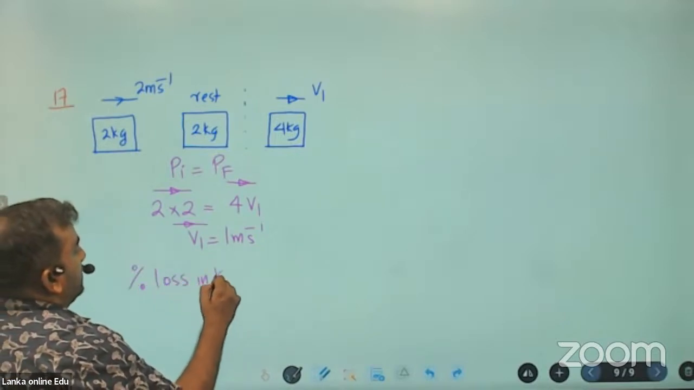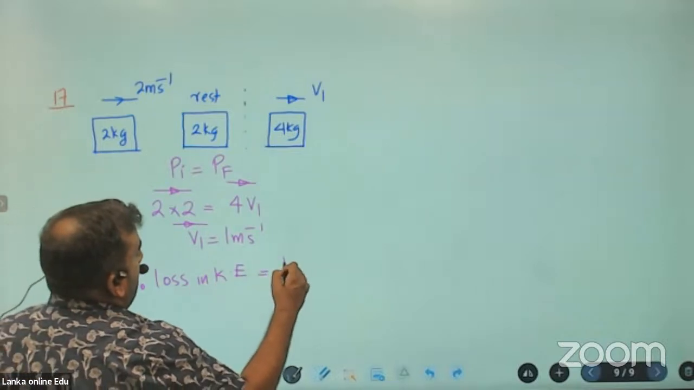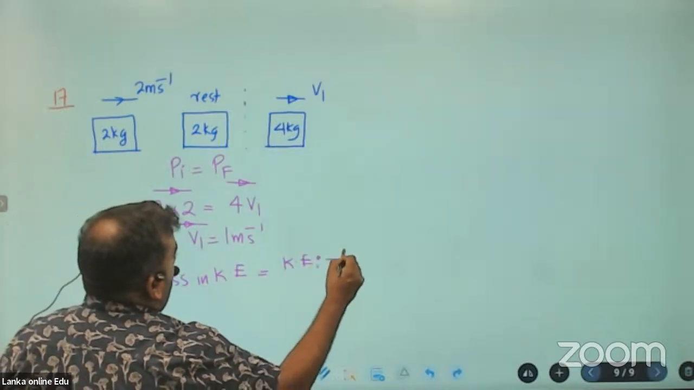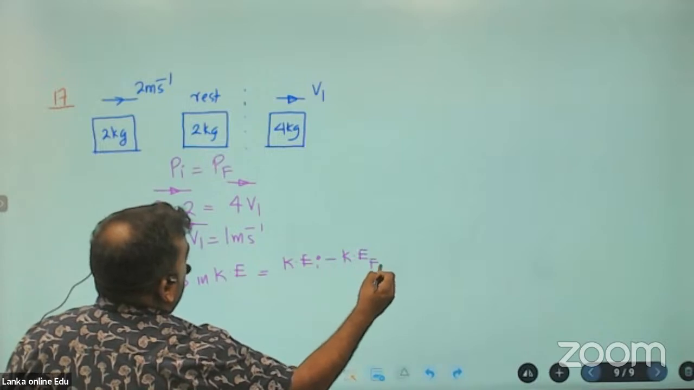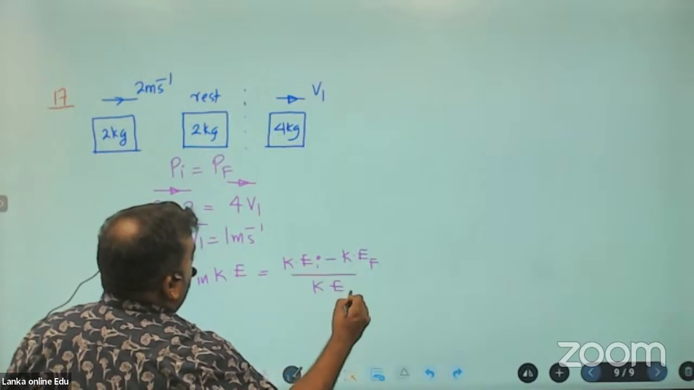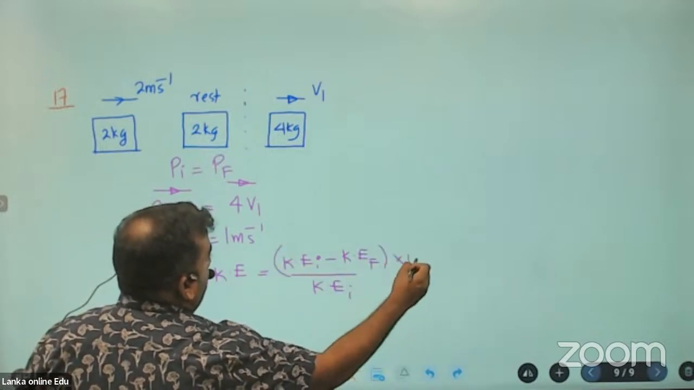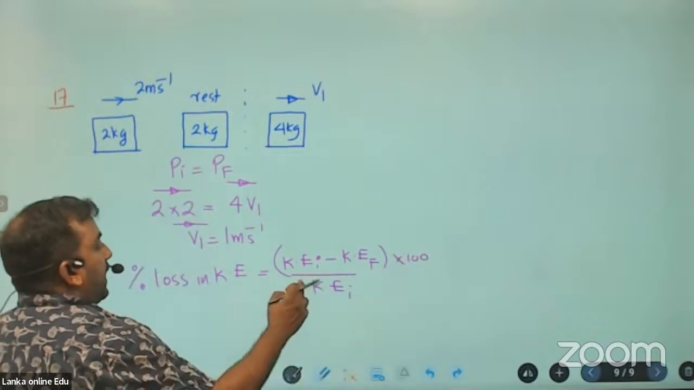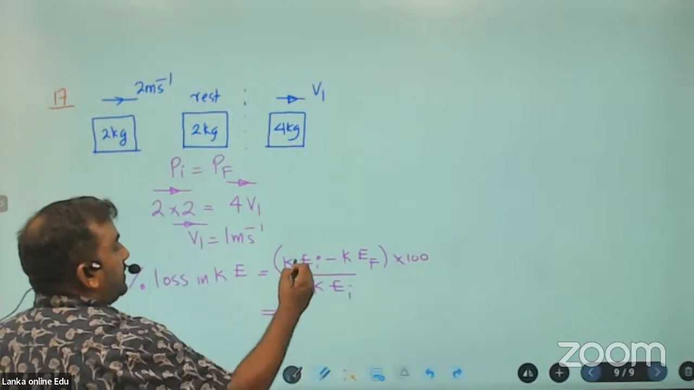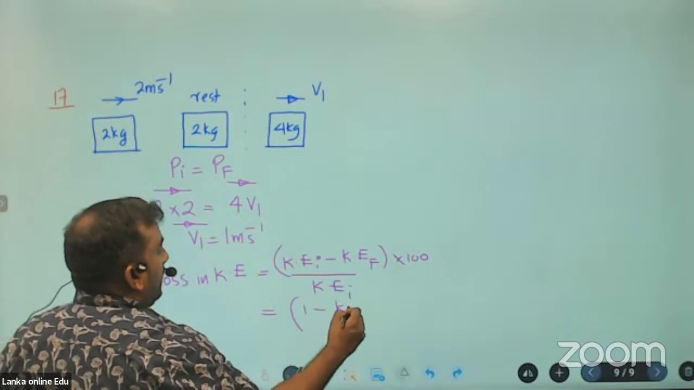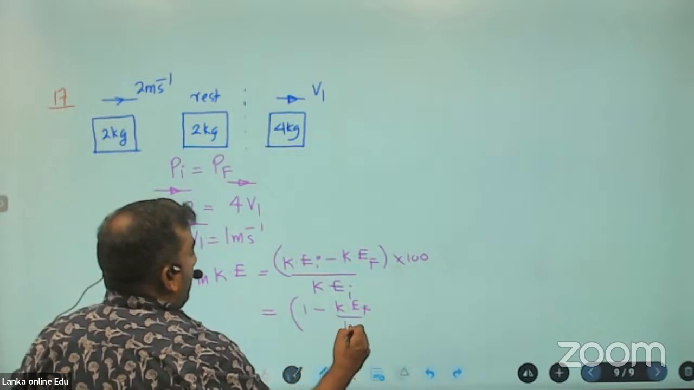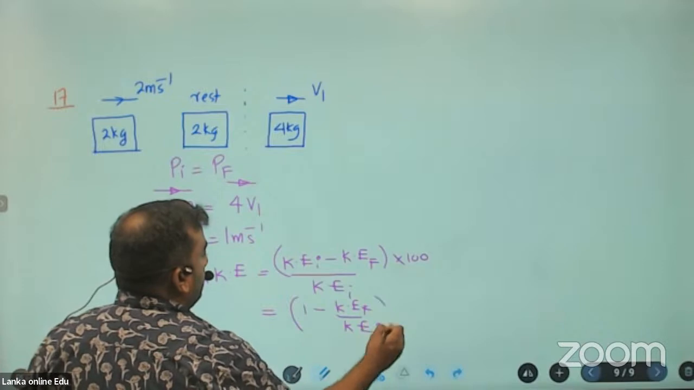Loss in kinetic energy is initial kinetic energy minus final kinetic energy, divided by initial kinetic energy, multiplied by 100. Initial kinetic energy belongs here as well as there. This divided by that is 1. Kinetic energy final over kinetic energy initial into 100.